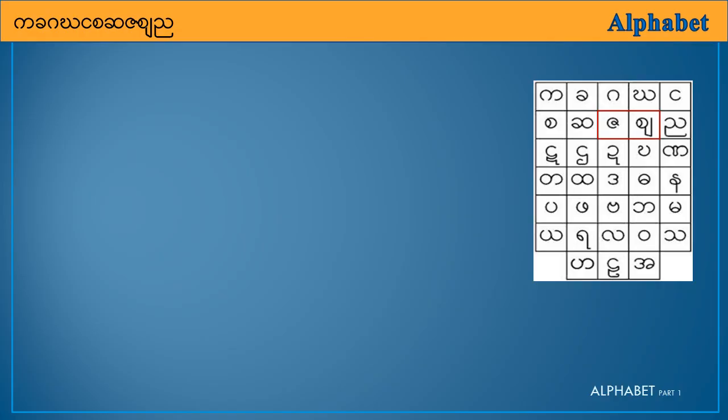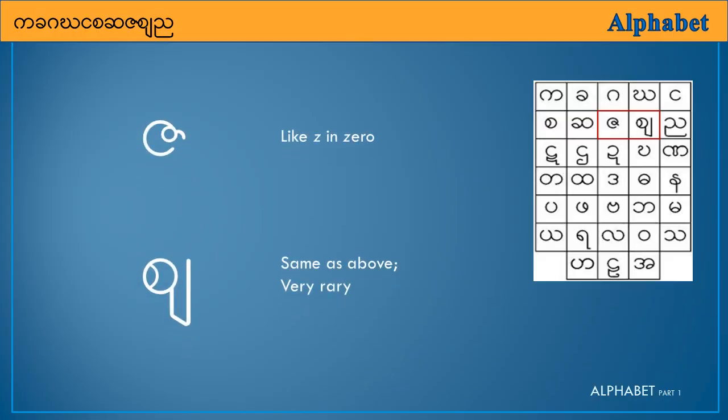Both of these letters have the same Z sound. So the first and the second both sound the same. They're za, za, za.